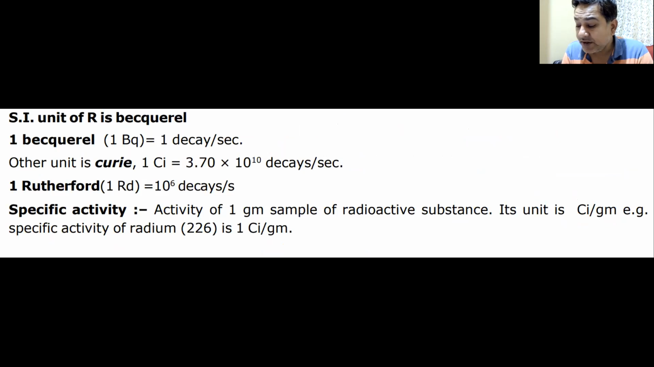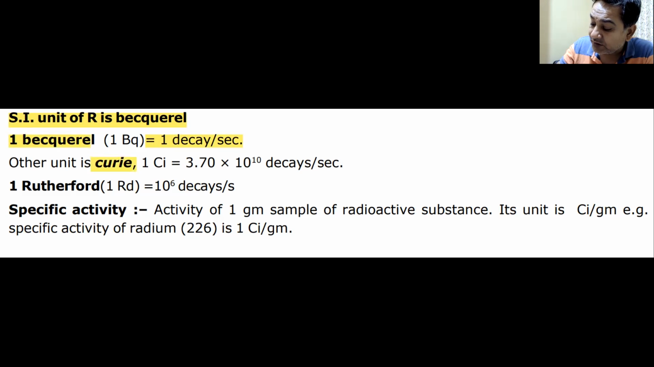Now comes the unit. There are questions which have come directly from this unit, so please remember this unit. The SI unit of radioactive decay is becquerel, Bq. 1 becquerel is equal to 1 decay per second. So if one nucleus is decaying per second, the rate becomes 1 becquerel. Do we understand this? You have to remember this. There's nothing to understand.